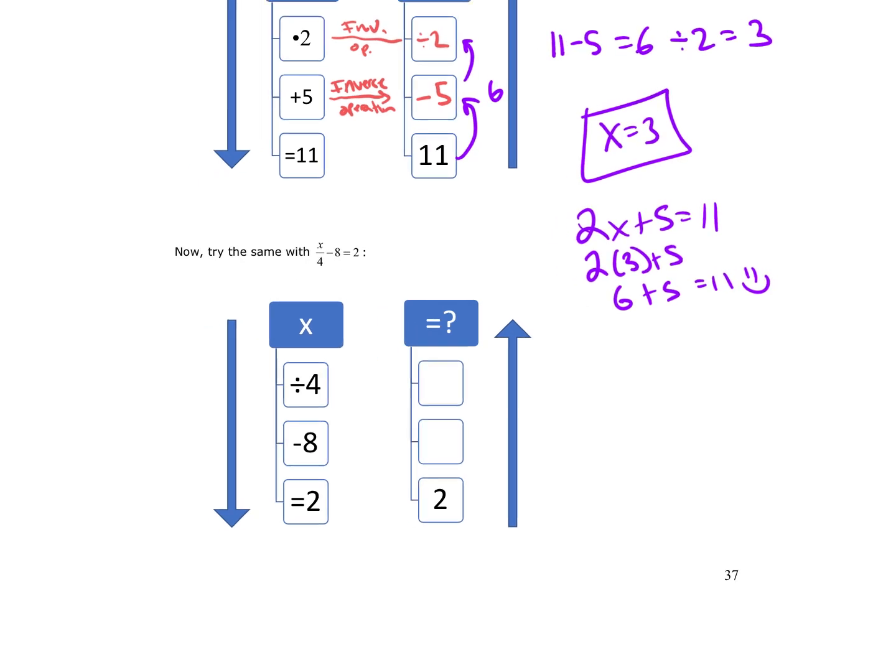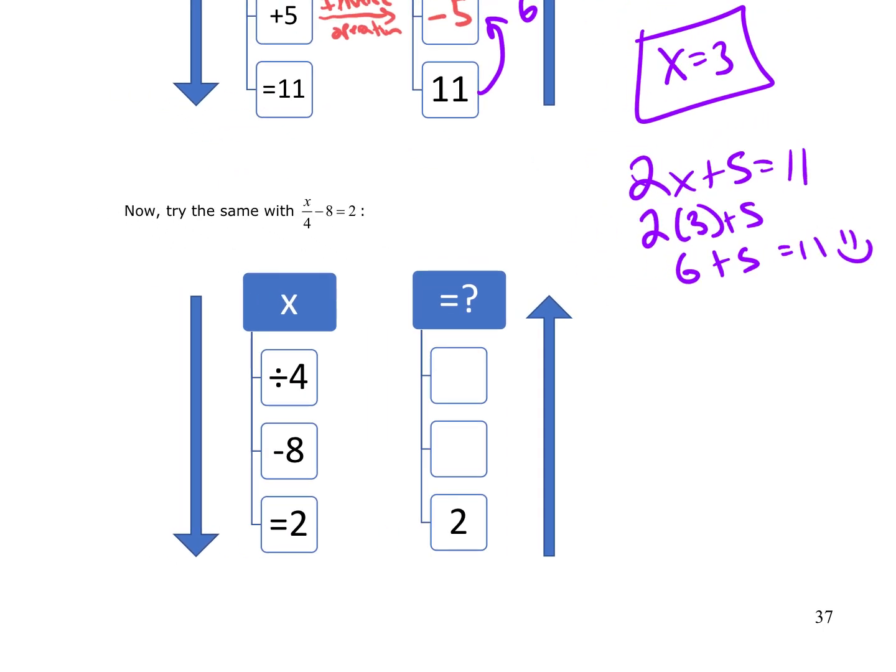Let's try again with this next problem here. X over 4 minus 8 equals 2. We've already got the chart filled out on the left of what happens to x. First it's divided by 4, then we subtract 8, and the result is 2. So now we need our inverse operations. Let's fill it out. Inverse of minus 8 would be plus 8. And inverse of divide by 4 would be times 4.